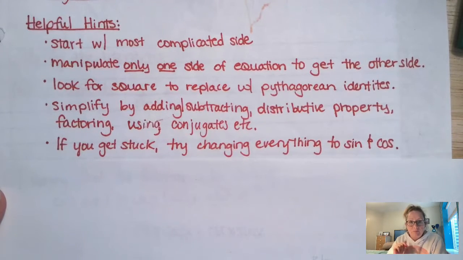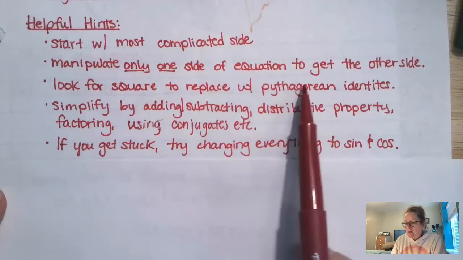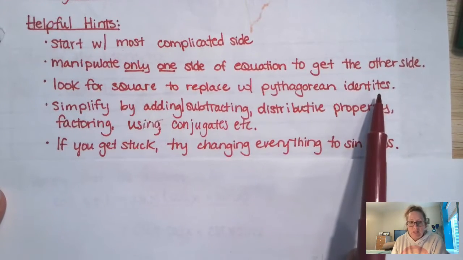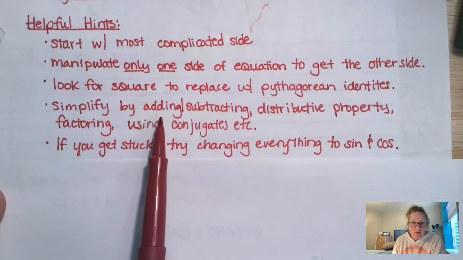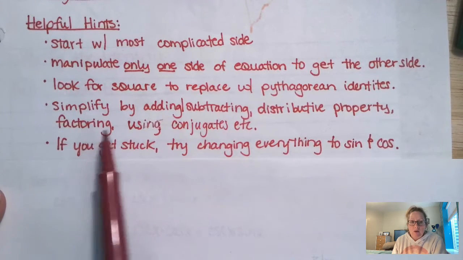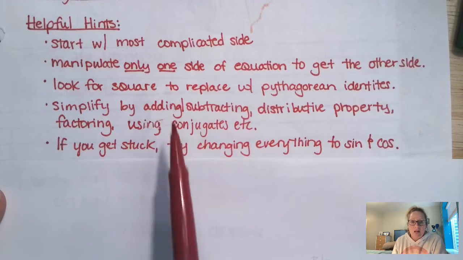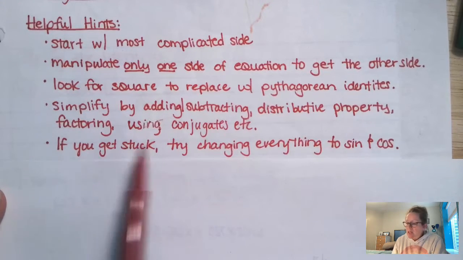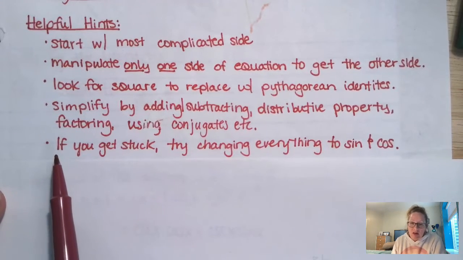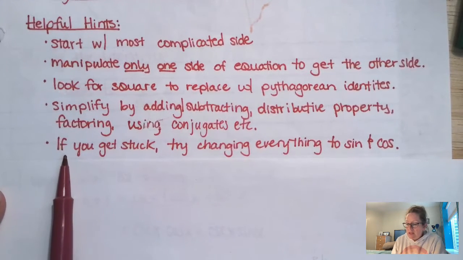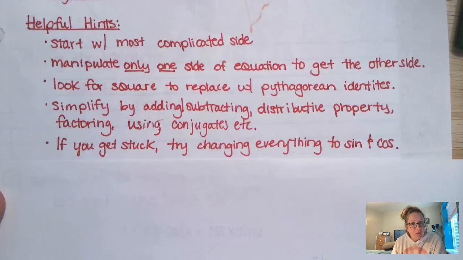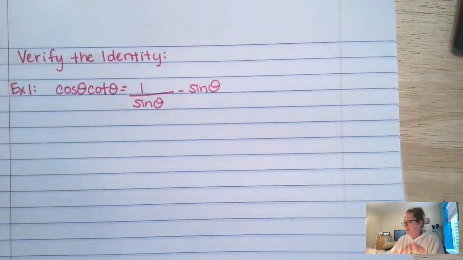It doesn't matter. If you ever see a square, you want to try to replace it with a Pythagorean identity if possible. If you can add or subtract or use some distributive property, factor, or use conjugates, go ahead and do that to simplify. And this one is a really good one to start out with anytime you get stuck. I like this one the most, I think: if you get stuck, try changing everything into sines and cosines and then go from there. Okay, so I hope you have those down. It will be very beneficial for you to have.